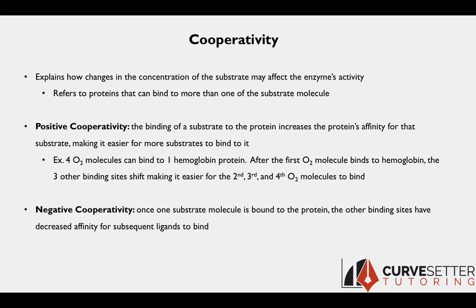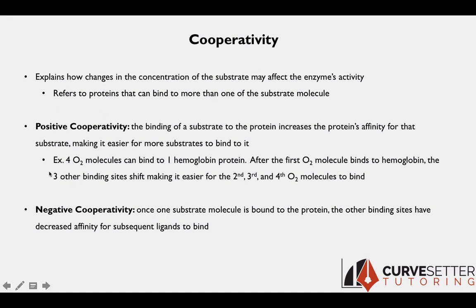So cooperativity specifically refers to proteins that bind more than one of the substrate molecule. Keep that in mind, because cooperativity says that after one substrate binds to the protein, the protein either becomes less or more cooperative to binding future molecules of that substrate. So it would have to have multiple binding sites on one protein.